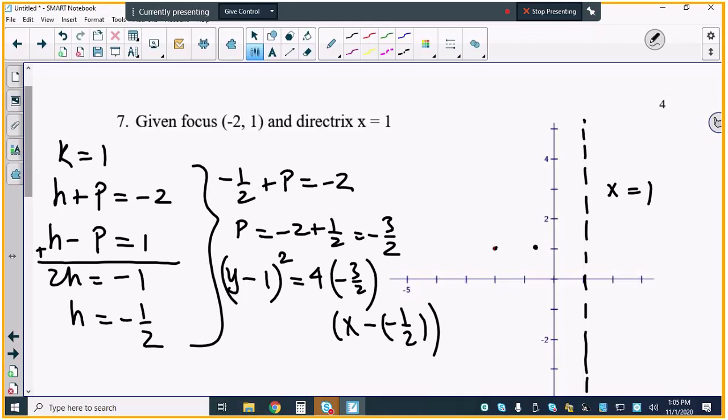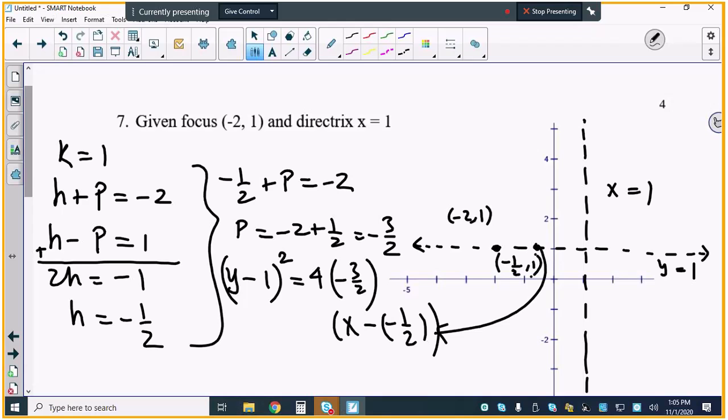So it should be the vertex here, and the axis of symmetry of this parabola is going to be this line, which is y equal to 1, and this is the focus at (-2, 1), vertex at (-1/2, 1). So the parabola is this way, opening to the left, and p is negative, so the parabola is opening to the left. All right.